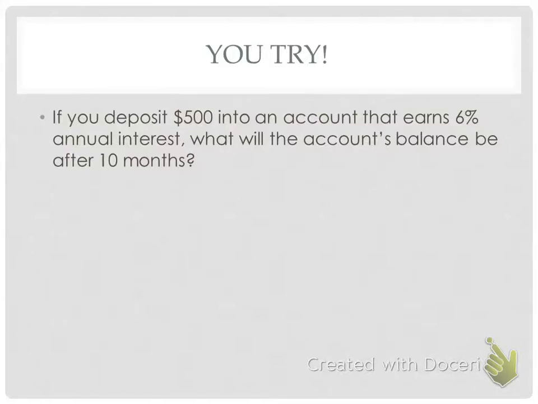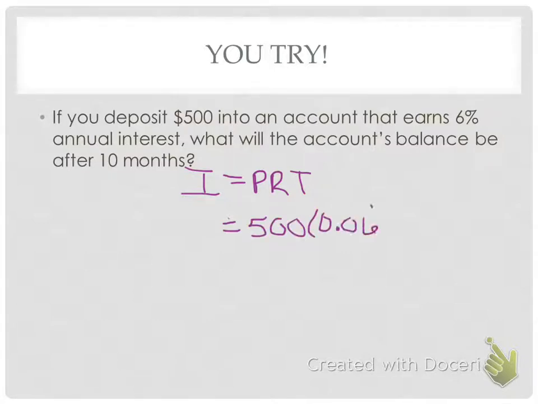All right, so I'm going to use my simple interest formula. Okay, we're starting again. Interest equals principal times rate times time. All right, now I need to calculate the interest first. So to find interest, I need to multiply the principal of $500 times the rate. And this is just like example 2, times the time out of 12 months because it's 10 months.